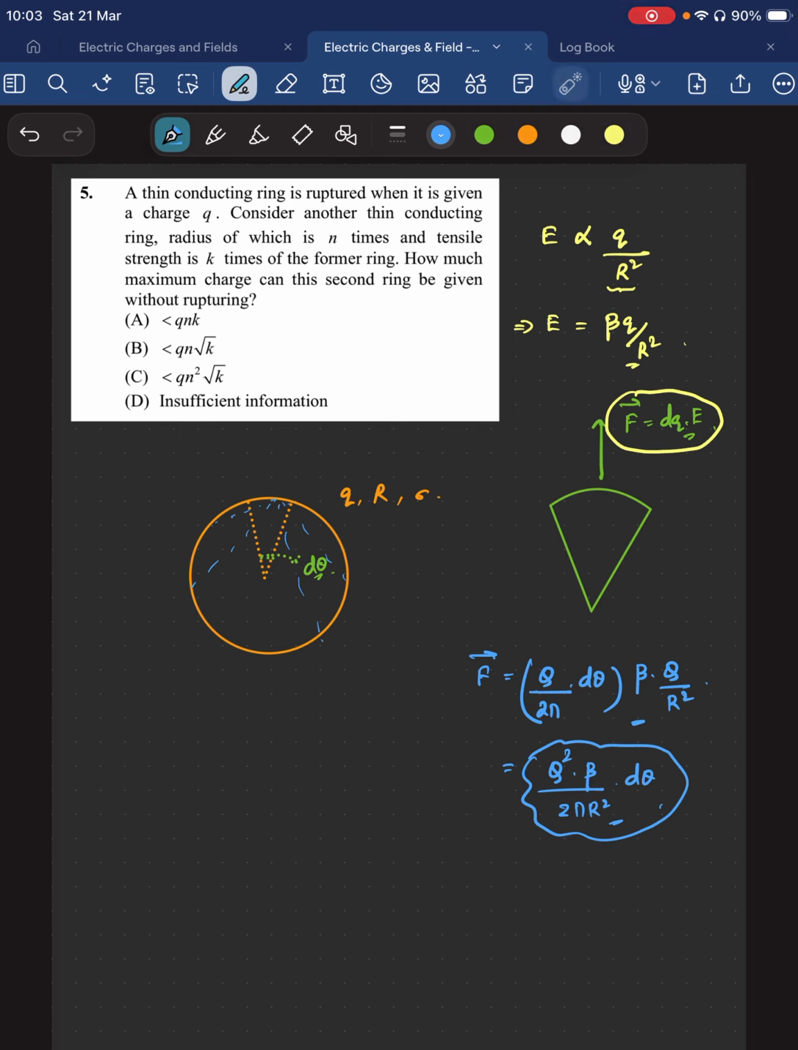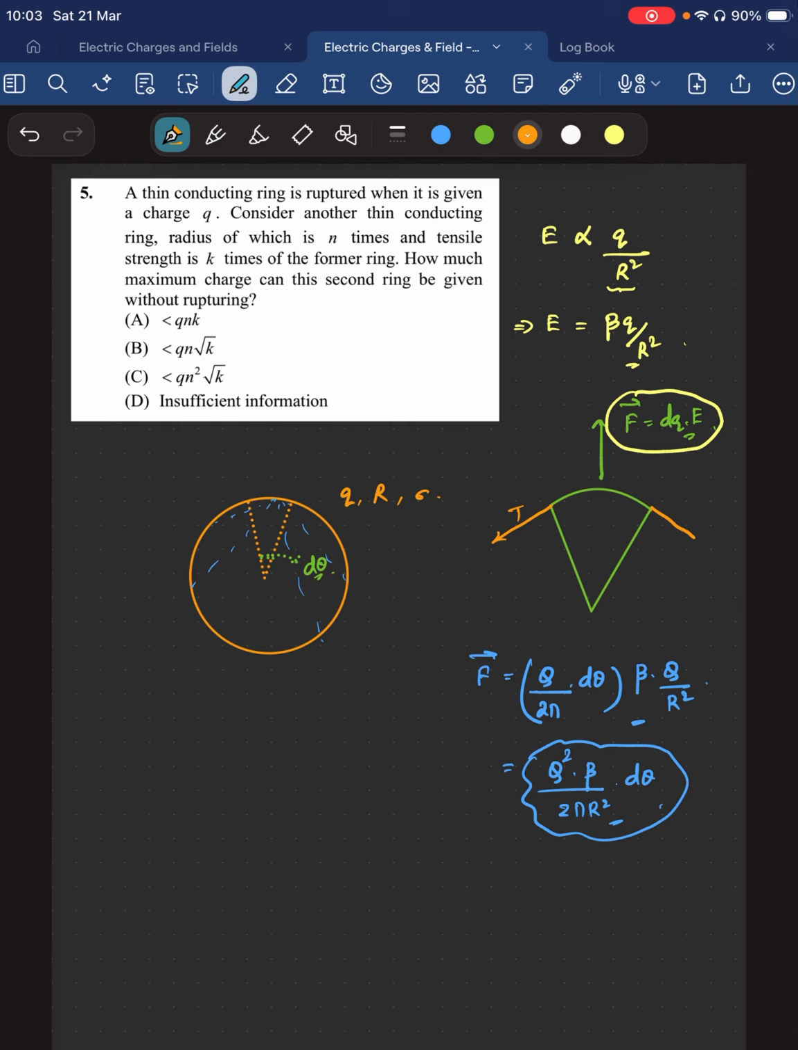Now, why is this not moving away? Why is this portion not getting repelled? So the force which is responsible for preventing it from getting repelled is your tension force over here. And how is the tension force acting? Your tension force will be acting in this way. Your tension force will be acting along the tangent.